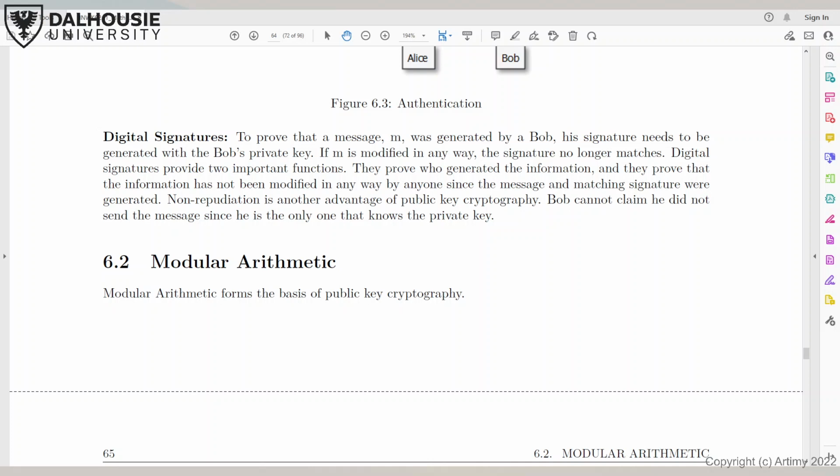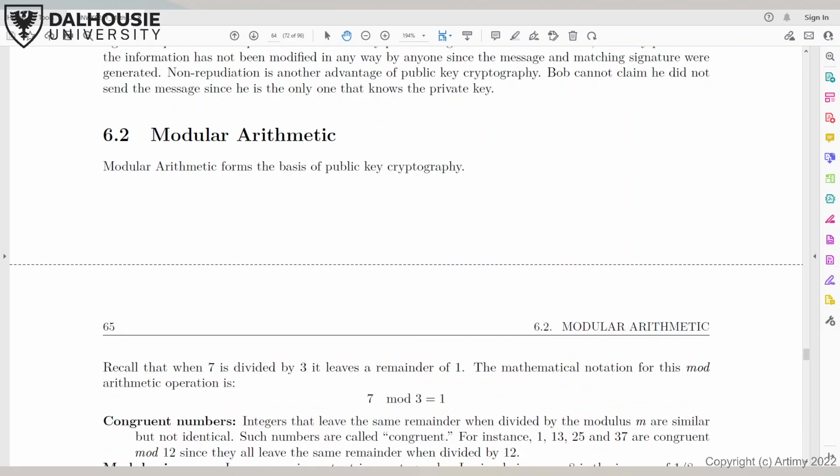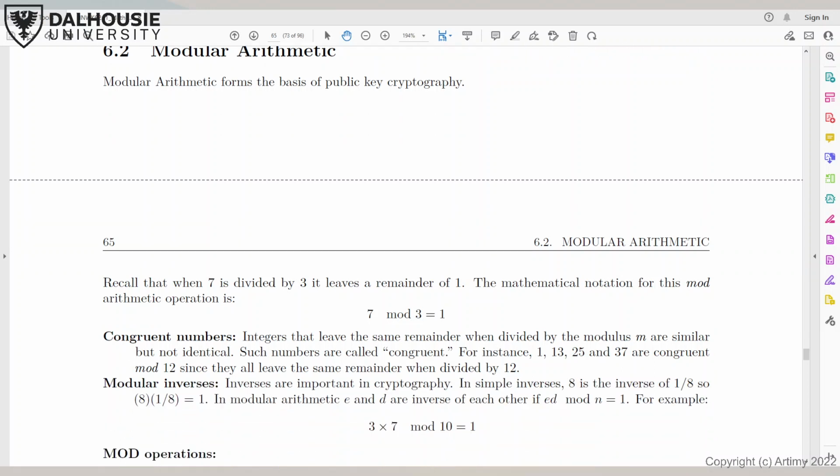Public key cryptography is based on modular arithmetic, right? So we need to understand a few things in modular arithmetic before we can continue explaining some of the algorithms that we want to talk about. As a reminder, modular arithmetic gives us the remainder of a division. So if I divide 7 by 3, the result of the division is 2, right? And the remainder is 1.